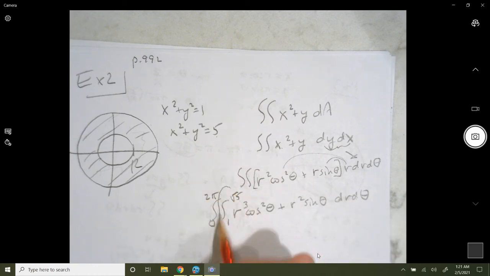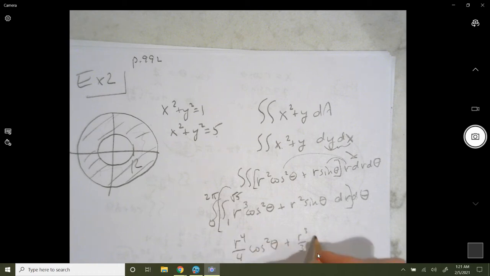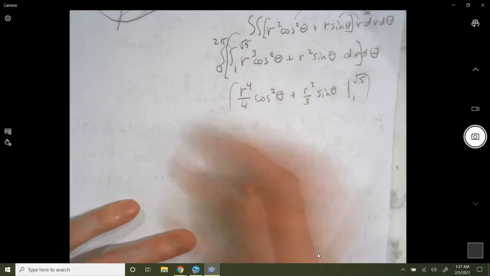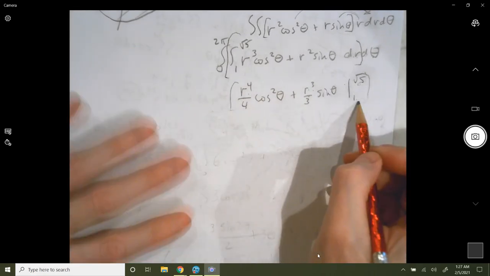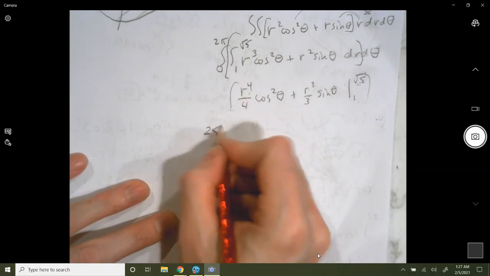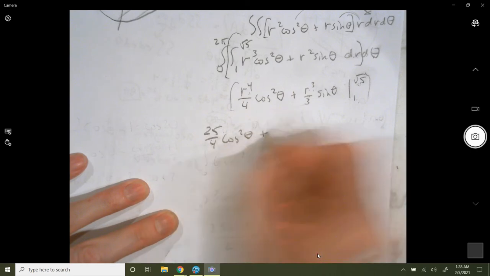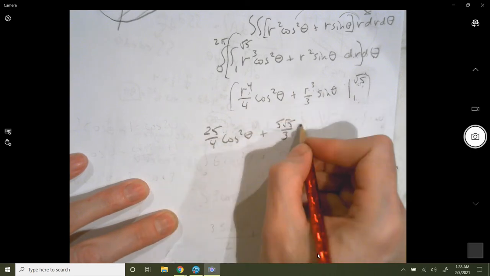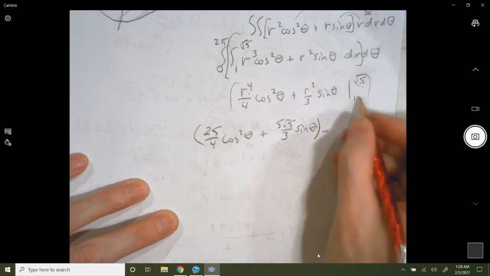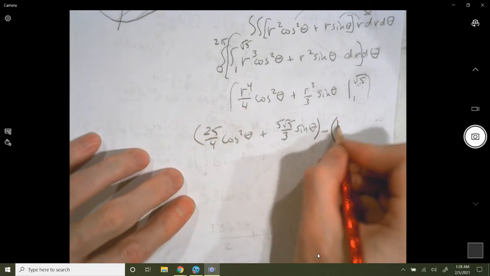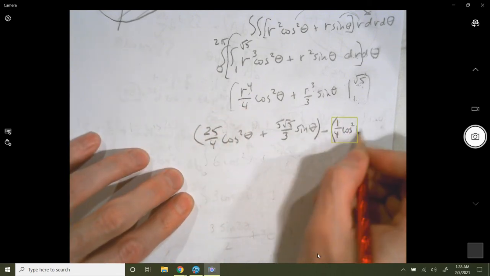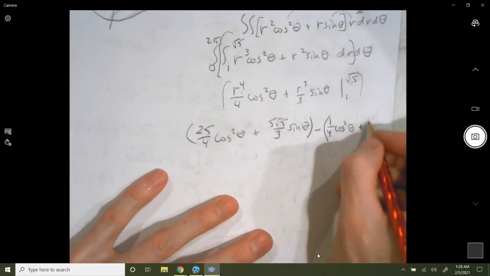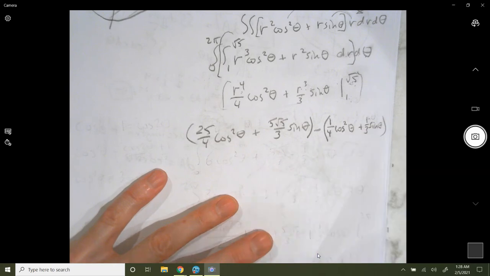Now we can integrate. We'll integrate the inside integral first with respect to r, so we get r to the fourth over 4 cosine squared theta plus r cubed over 3 sine theta, and r is going from 1 to rad 5. All right, and substituting in our limits of integration, rad 5 to the fourth gives me 25 over 4 cosine squared theta plus, that gives me 5 rad 5 over 3 sine theta minus, plug in the 1, get 1/4 cosine squared theta plus 1/3 sine theta. Running out of space a little bit.